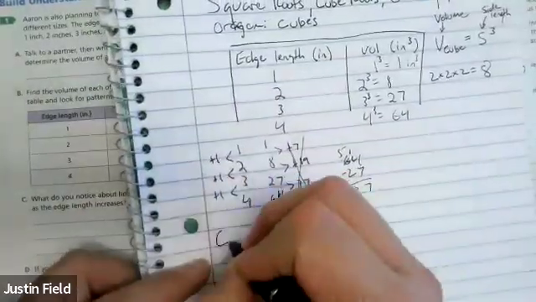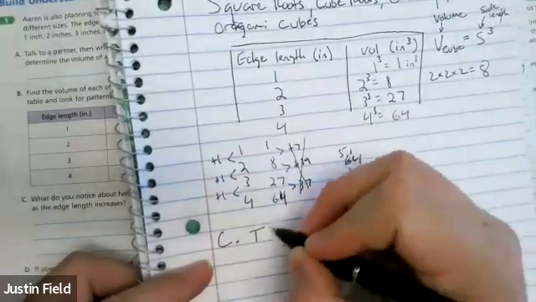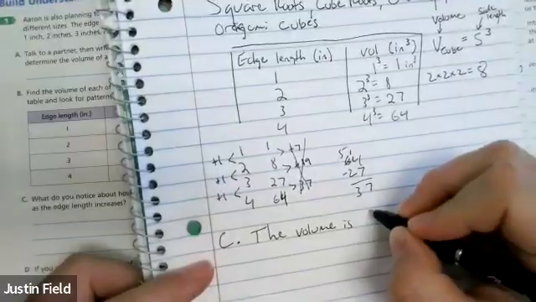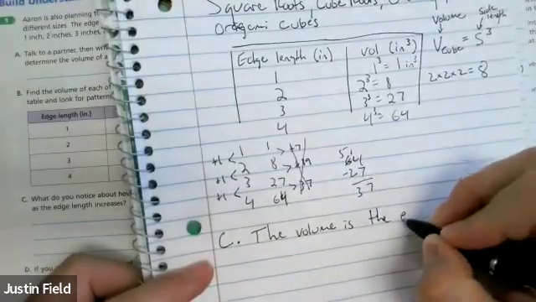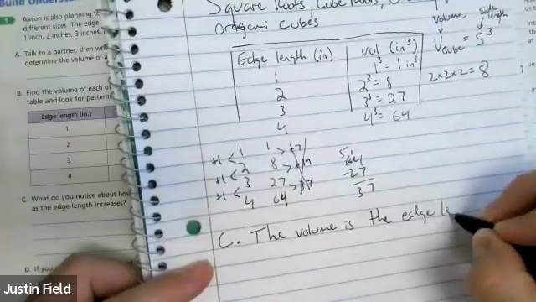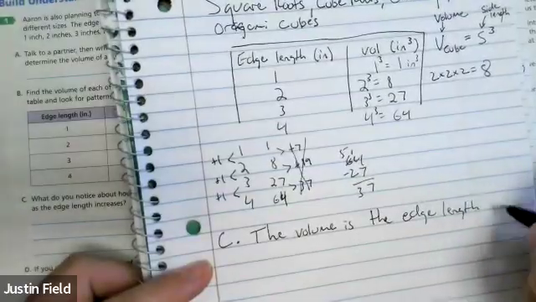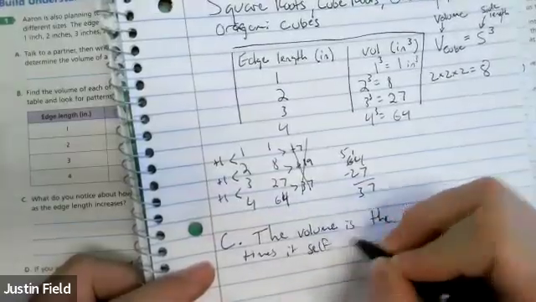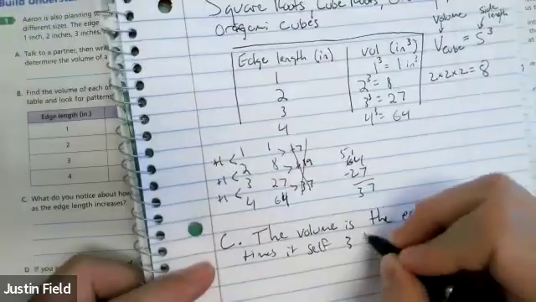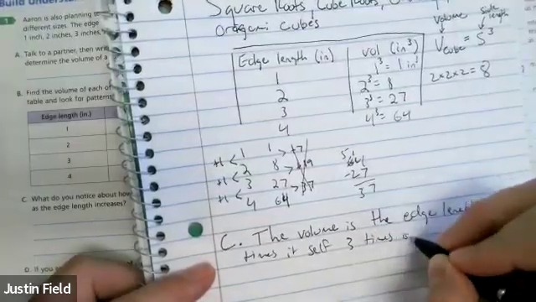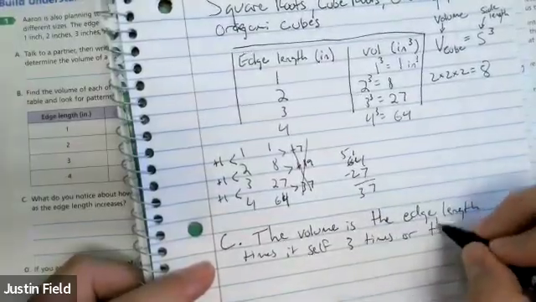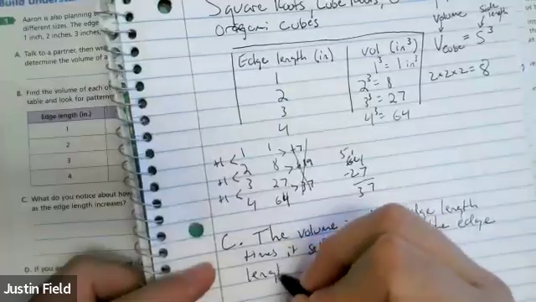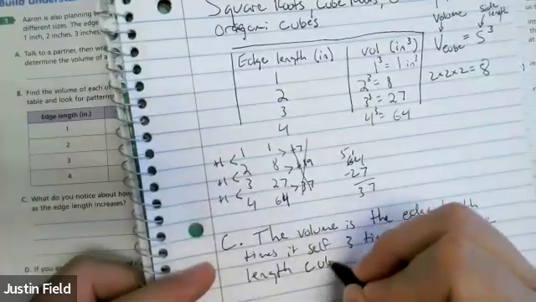So my answer to C is going to be the volume is the edge length times itself 3 times, or the edge length cubed. Same thing.